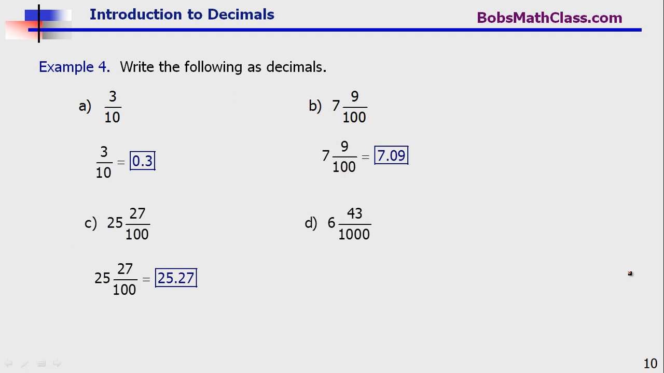And then 6 and 43 over 1,000, that would be 6 point, let's see, we want the 3 to be in the thousandths place. Do we need a 0 in the front of the 43? Yeah, because if you just put 6.43, the 3 will only be in the hundredths place. So 6.043. Now the 3 is in the thousandths place. So if you read that back, that gives you 6 and 43 thousandths. Perfect. Okay, let's go on to the next slide.